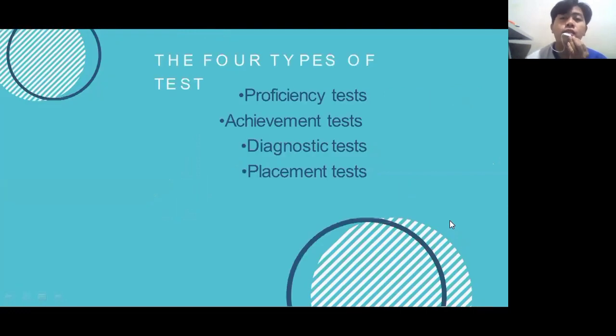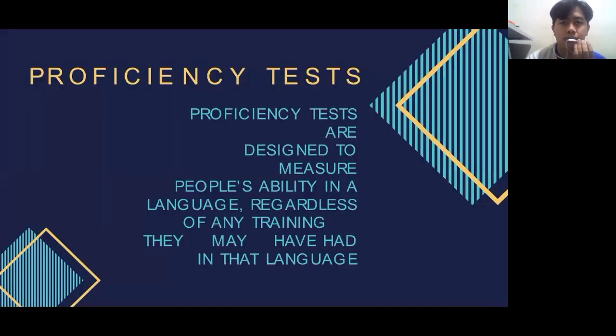And now, four types of tests. There are four types. The first is the proficiency test. The second is the achievement test. The third is the diagnostic test. And the fourth is the placement test. For the first, the proficiency test, what is that?